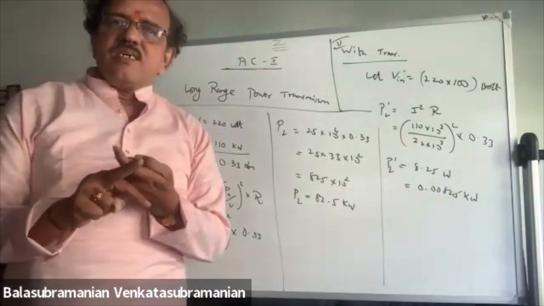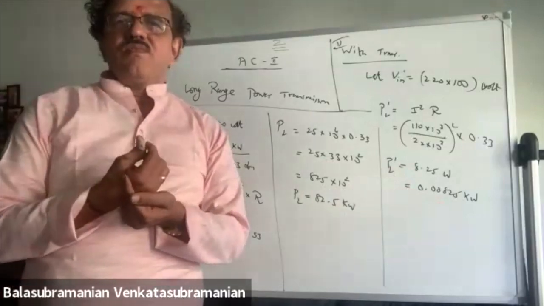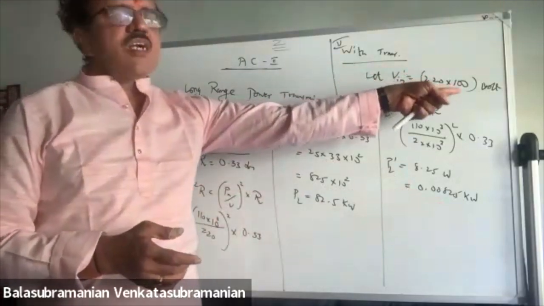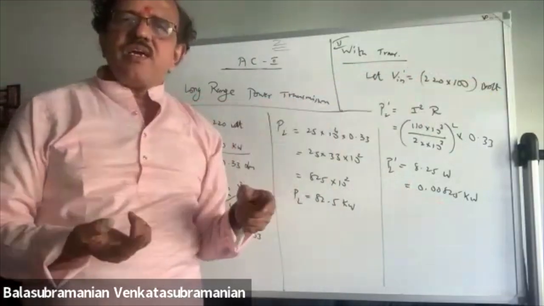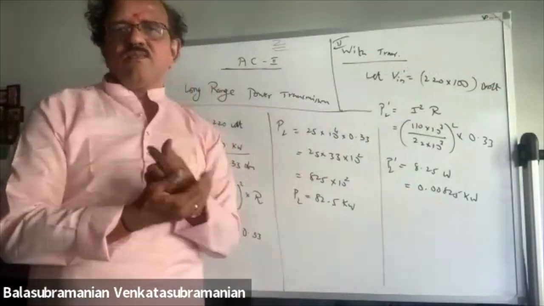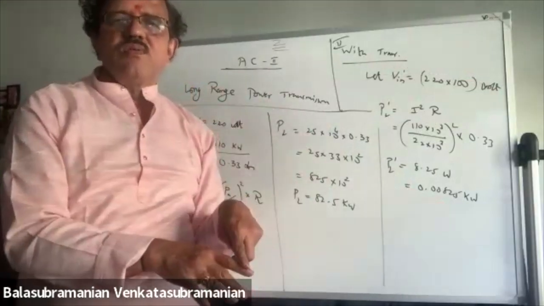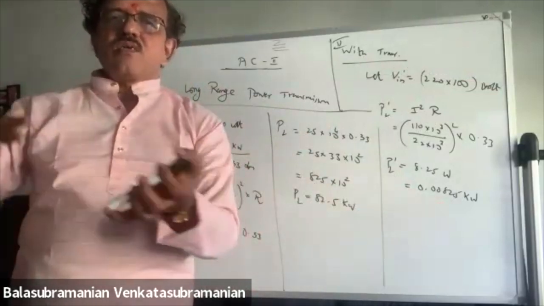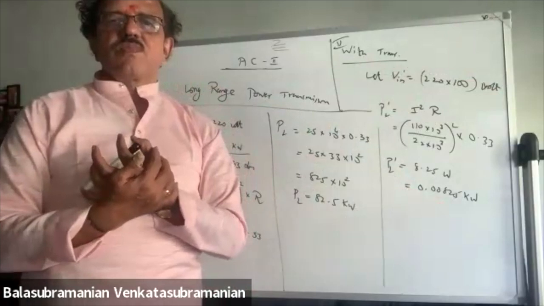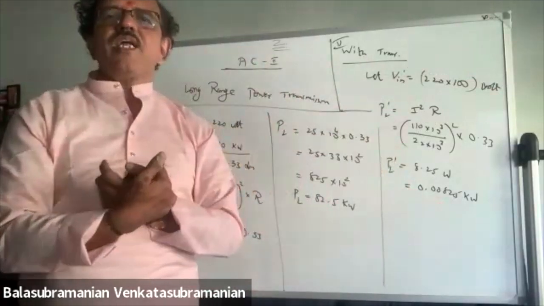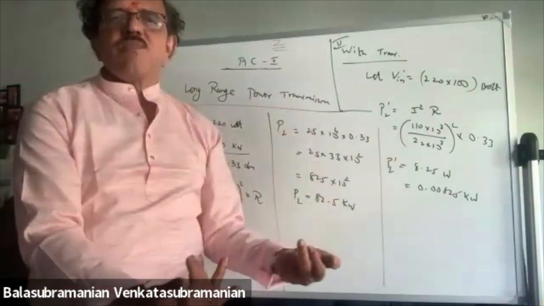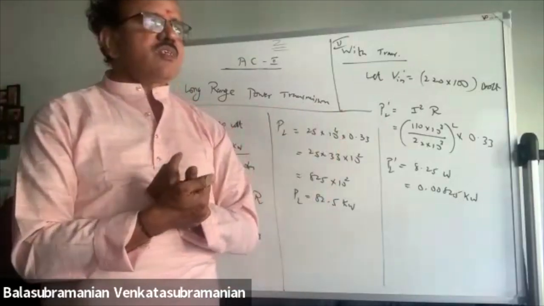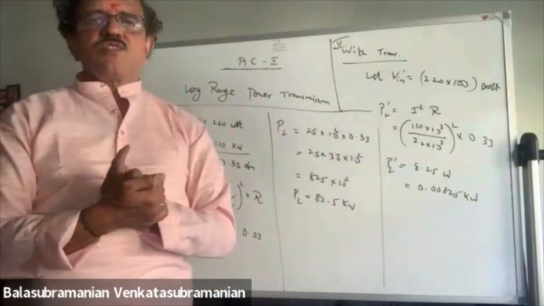But at the receiving end, we should take utmost care because 220 into 100 volts is transmitted. So at the receiving end, we have to use a step down transformer to reduce this value. For domestic supply 220 volts, for cinema theater 440 volts, for industry 1100 volts. Depending upon the requirement, we can use a step down transformer at various levels. Okay. So this is a brief idea about long range power transmission.